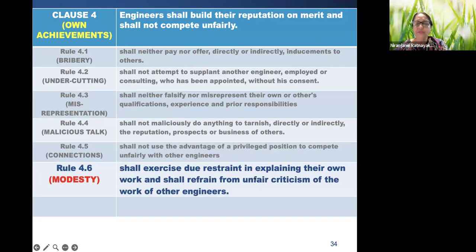Modesty. Engineers shall exercise due restraint in explaining their own work and shall refrain from unfair criticism of the work of other engineers. Now, don't get this mixed up with promoting yourself, advertising yourself. That's not a bad thing. But do it modestly so that you're not blowing up your own image and then diminishing the others, right? As they say, if you don't blow your own trumpet, no one else will. It's okay to blow your own trumpet, but make sure that the others are not deafened by it.